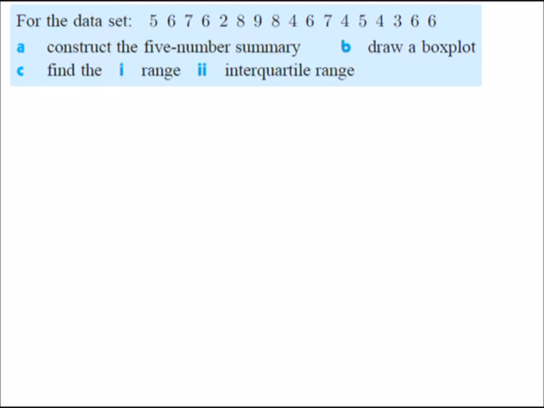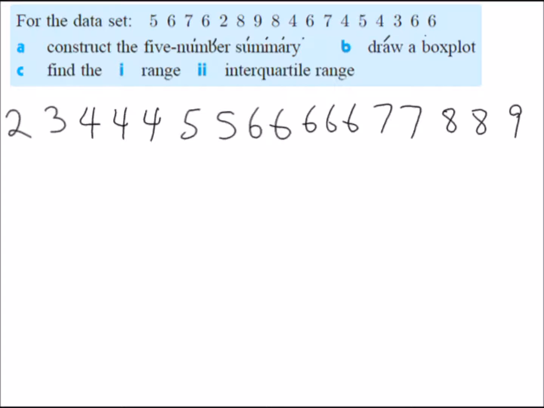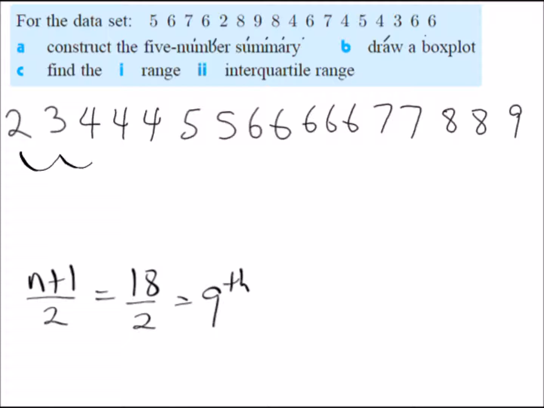So these numbers here we will need to first of all arrange in order from smallest to largest. So there they are in ascending order. So now we have 17 numbers. So once again, using n plus 1 divided by 2, we'll get 18 divided by 2, and therefore the middle number will be the 9th number. So we have first, second, third, fourth, fifth, sixth, seventh, 8th, and there is the 9th number, which is our median of 6.